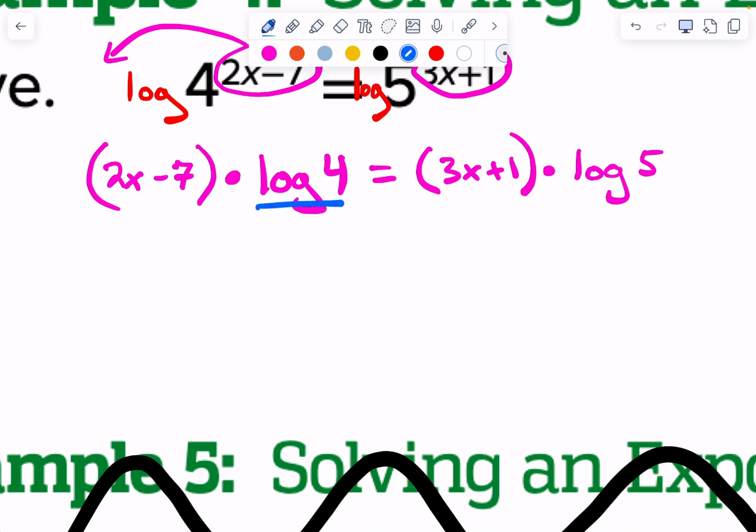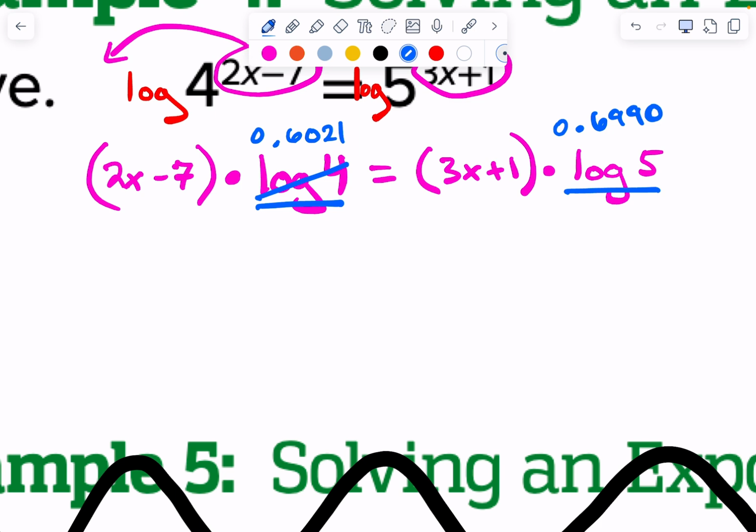Okay, you want to type these in? What is log 4? To 4 decimal places, 0.6021. Okay, what's log 5? 0.6990. All right, here's where my options come into play.